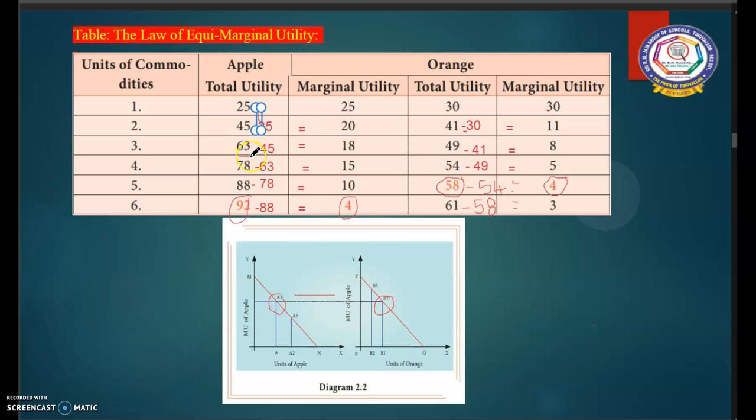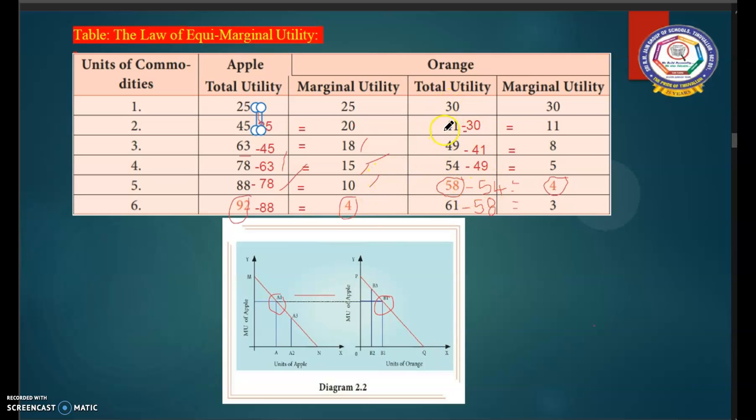Here, in the law of diminishing marginal utility, we also calculated in the same way. So again, if the total utility is 63, then you have to subtract 45 from 63. So you will get 18 as marginal utility. In the same way, 78 minus 63 is 15, 88 minus 78 is 10, 92 minus 88 is 4.